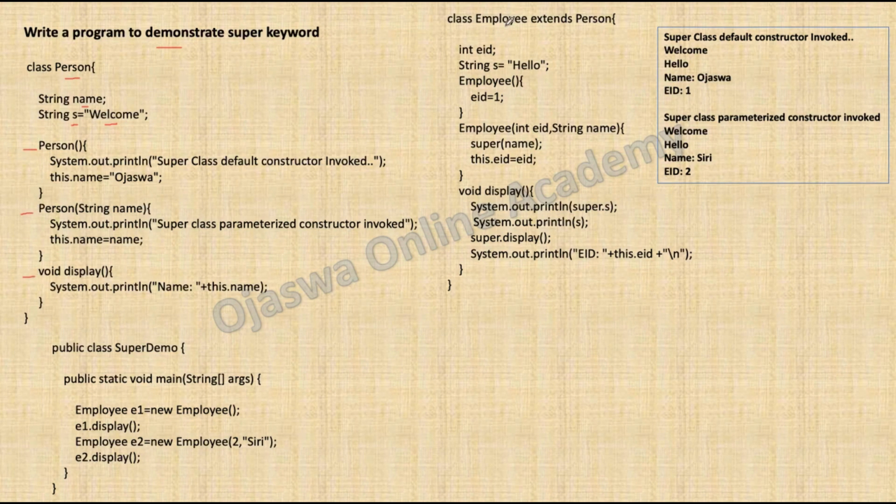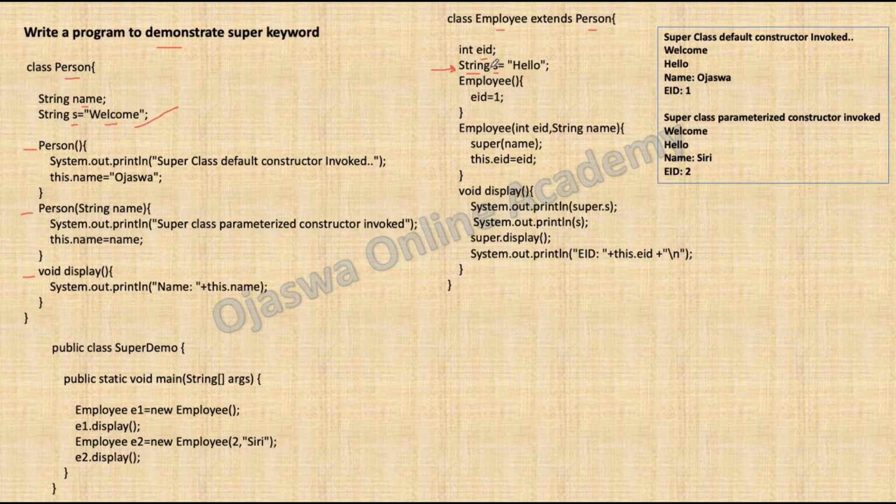Next we have a subclass Employee extends Person. Here we have two instance variables, eid and instance variable s. Point to remember, this instance variable s is totally different from instance variable s defined in the superclass Person. This instance variable s is not an inherited one. We have assigned the data type and we have declared it. It belongs to the Employee class.